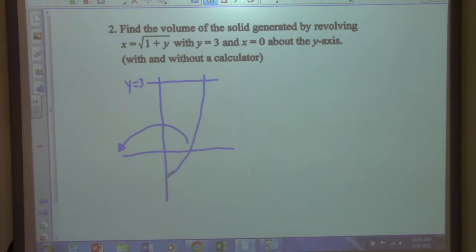All right, so you're rotating it. And so this is going to be another what? Bullet. It'll be another bullet. Okay. Now here, what are your limits of integration going to be? Looks like -1 to 3.